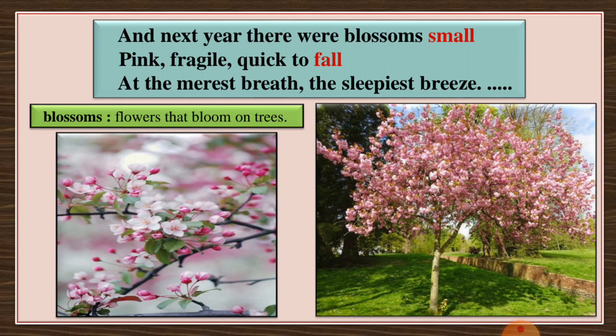And next year there were blossoms small, pink, fragile, quick to fall, at the merest breath, the sleepiest breeze. Blossom, it means flowers that bloom on trees. So here you can enjoy a beautiful image of cherry blossom. Then next year there was a beautiful cherry blossom.